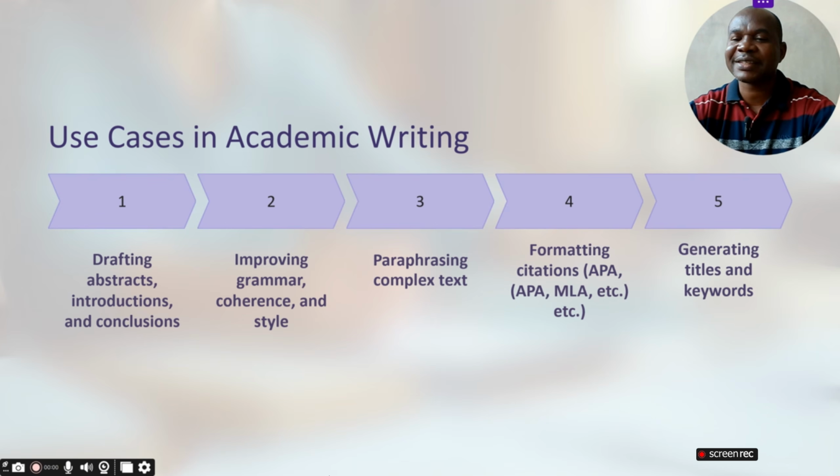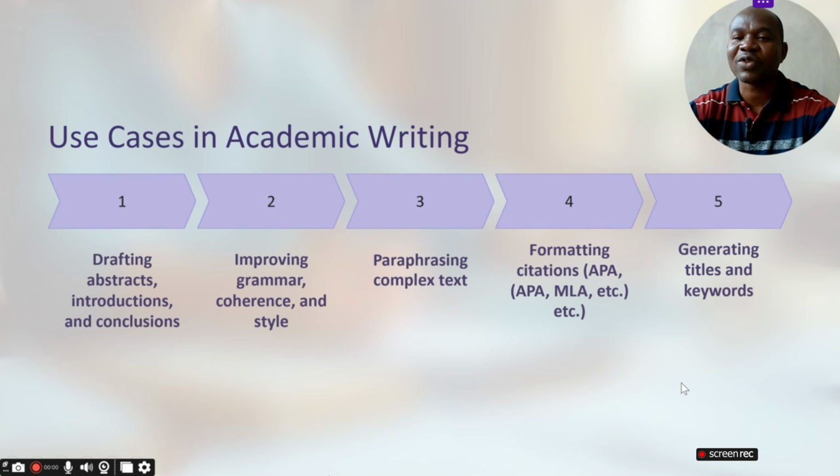How about formatting citation? You already have your citation, maybe you have it in APA and your institution wants you to rewrite it or to adjust it maybe in MLA form or even Vancouver. ChatGPT can help you to reformat that citation. All you need to do is to just prompt it and it will give you the necessary answer.